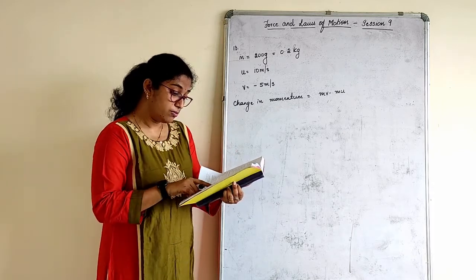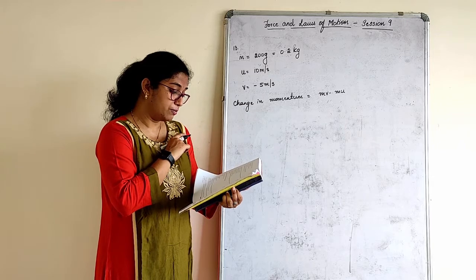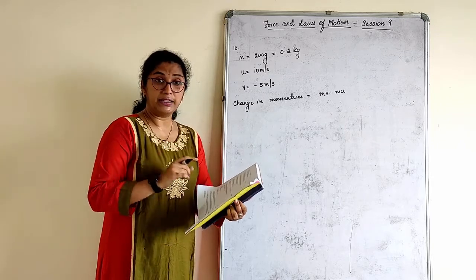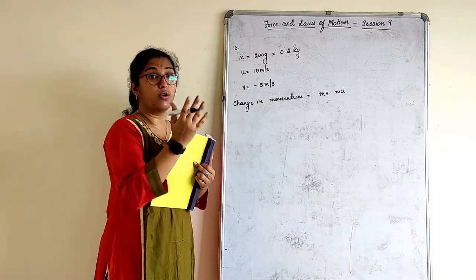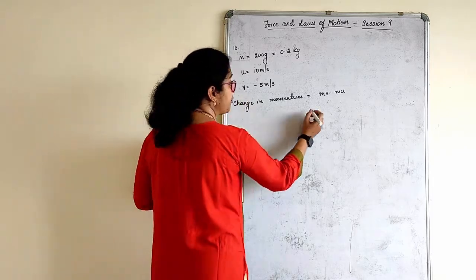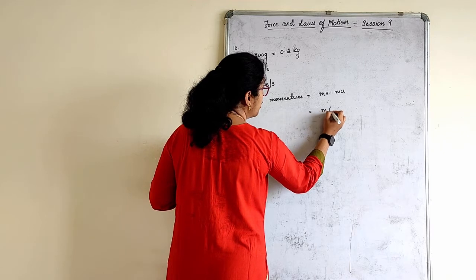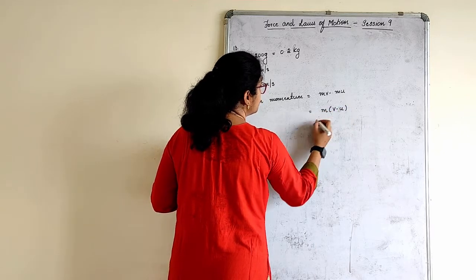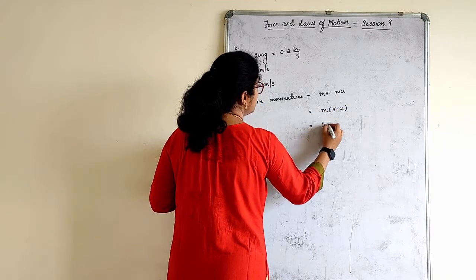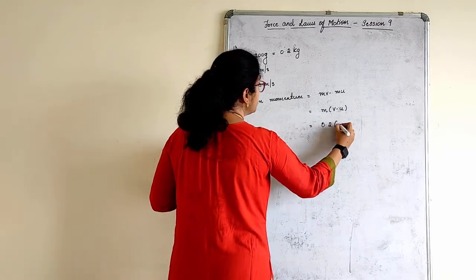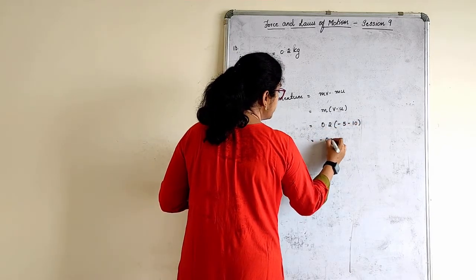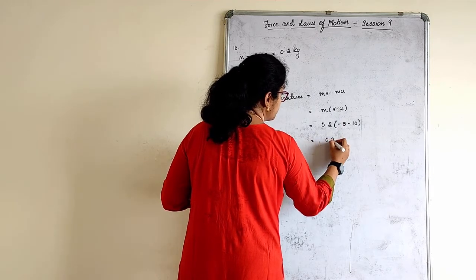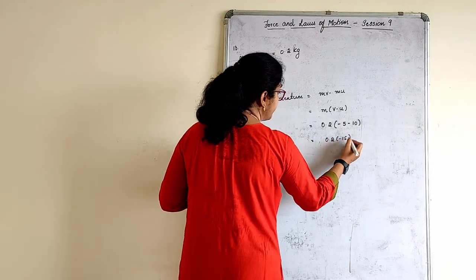Calculate the change in momentum occurred in the motion of the hockey ball by the force applied by the hockey stick. Change in momentum is, when it returned back, what was the change in momentum that occurred, we have to find out. m of v minus u. So m is how much? 0.2. What is v? Minus 5, minus 10. So 0.2 of minus 15.